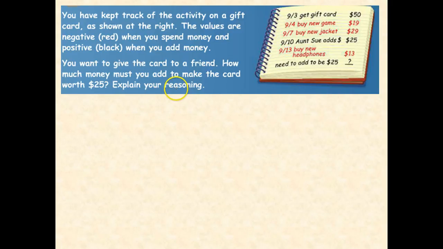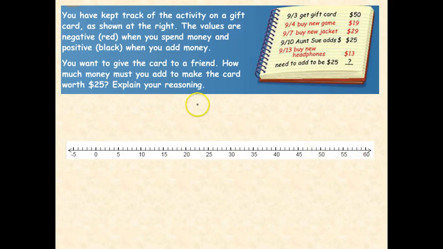Your friend is a lucky friend. I want to be your friend. Give me a $25 cash card. Go for it.